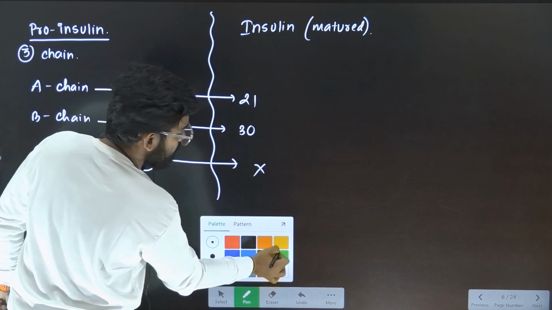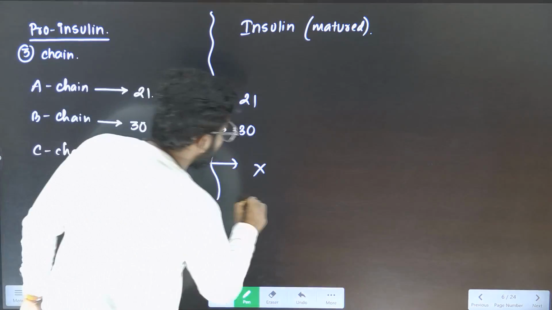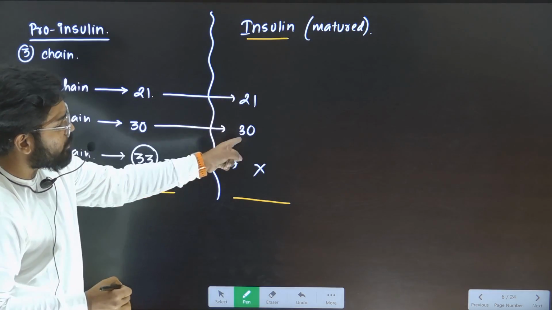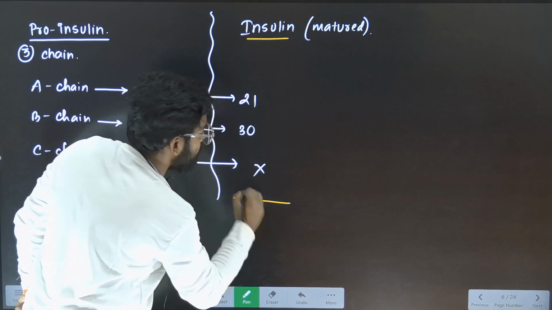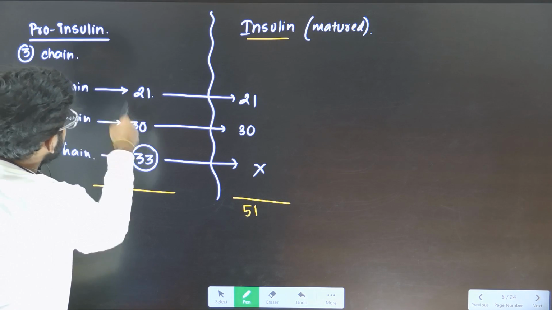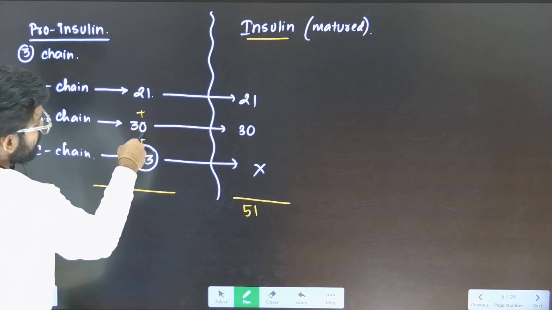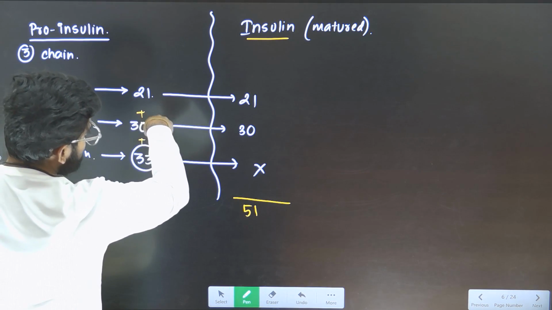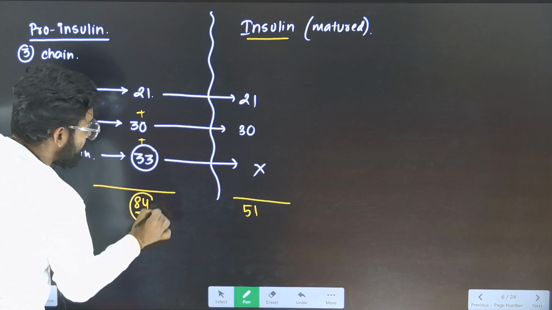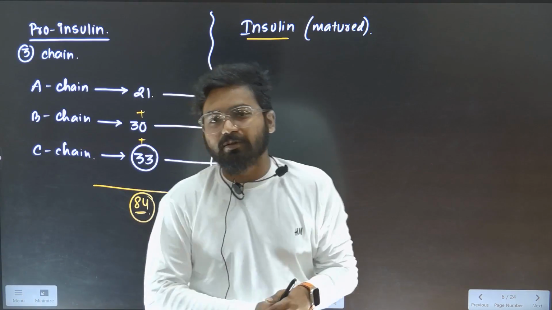So if the question asks the number of peptides in pro-insulin and the number of peptides in mature insulin, can we answer it? The number of peptides in mature insulin would be 30 plus 21, that is 51, and the number of peptides in pro-insulin would be 21 plus 30 plus 33, that is 30 plus 21 is 51, 61, 71, 81, 84. So by checking the length of the peptide, we can also say whether the insulin is a pro-insulin or a matured insulin.